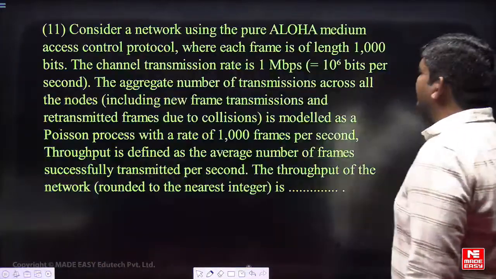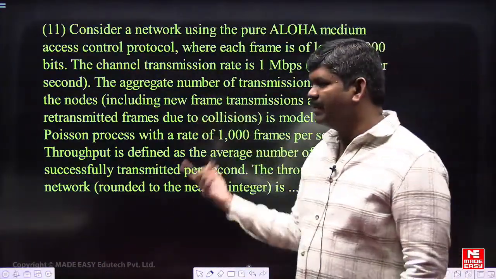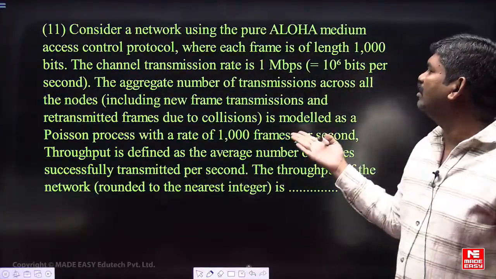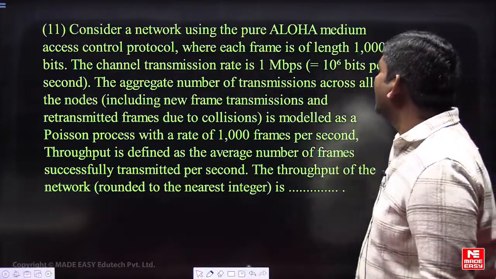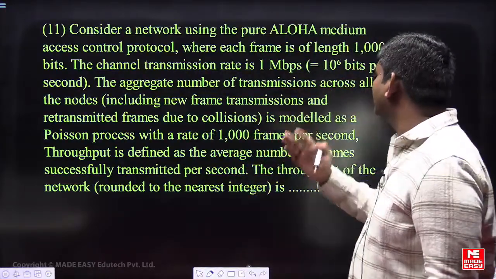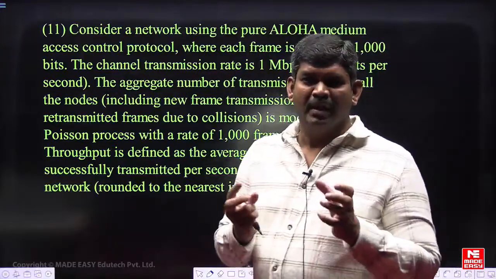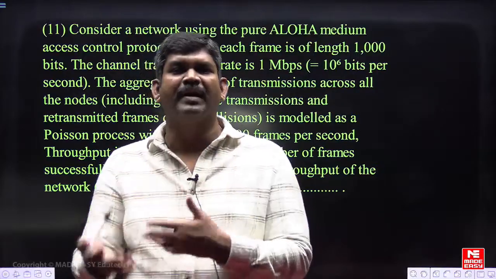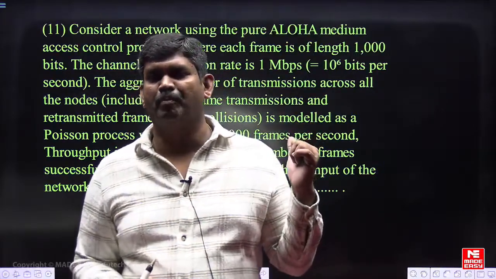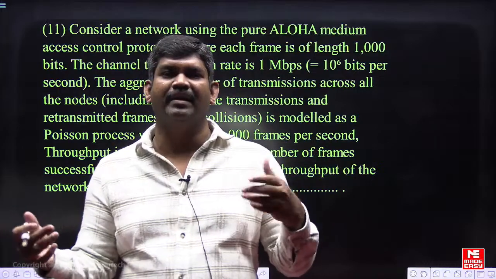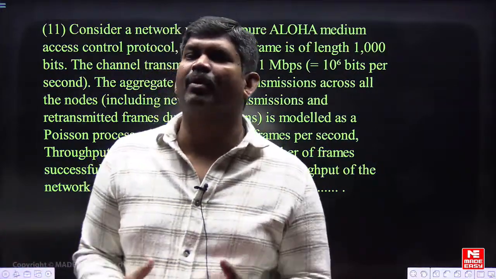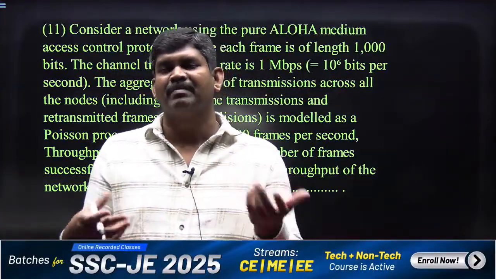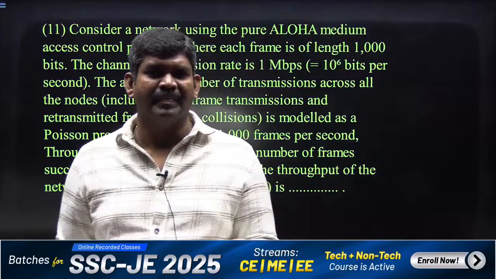Let us further read the question. See, the aggregate means what? The summation, you can say. The aggregate number of transmissions across all the nodes, including the new frame transmissions and retransmitted frames due to collisions. Why have they mentioned the frames transmitted by different stations and also the new transmissions? Because the protocol is pure Aloha. When the stations transmit at different times, there will possibly be collisions, and when they apply the back-off algorithm, they are going to retransmit because of the loss of data. So that is the meaning of it.